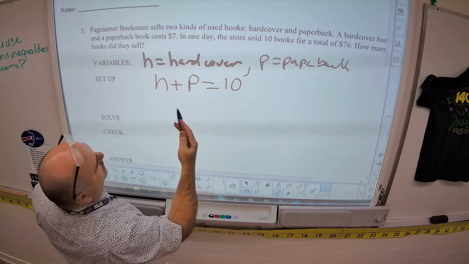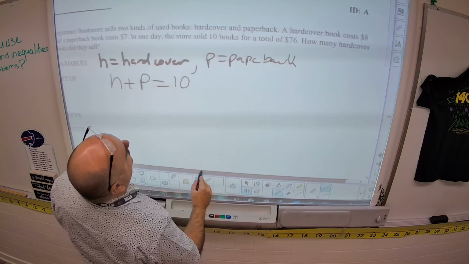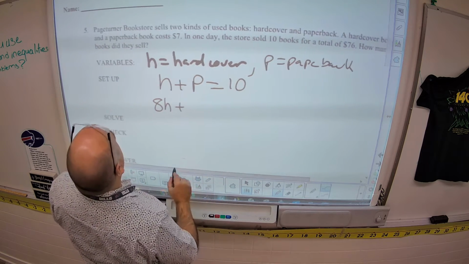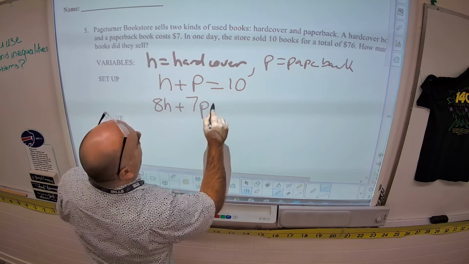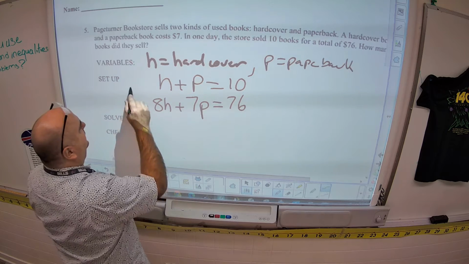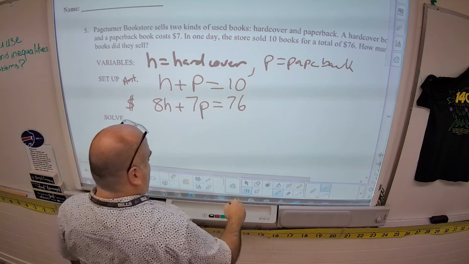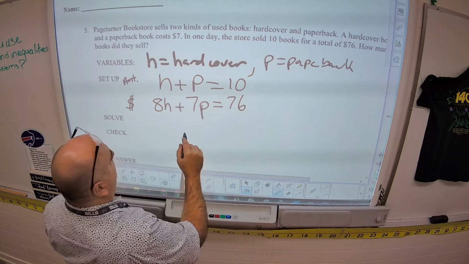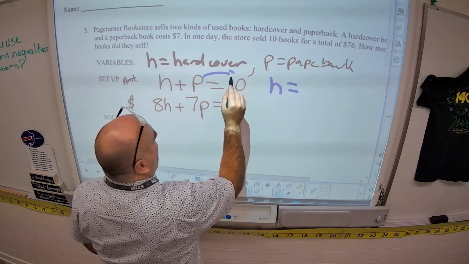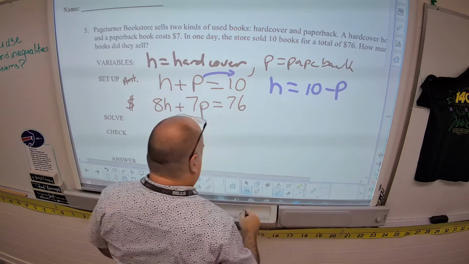And let's look at the money equation. The money equation is $8 for hardcover, so 8H, and then paperback are 7P, and that equals $76. So this equation is all dollars, and this is all amounts. Okay, so I want to solve one of these equations for P or H. Let's solve for H and say H equals, we're going to send P to the other side, so it's going to be 10 minus P.